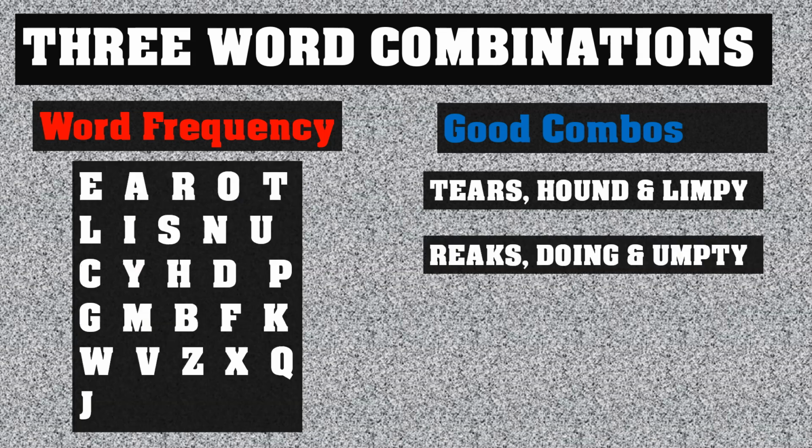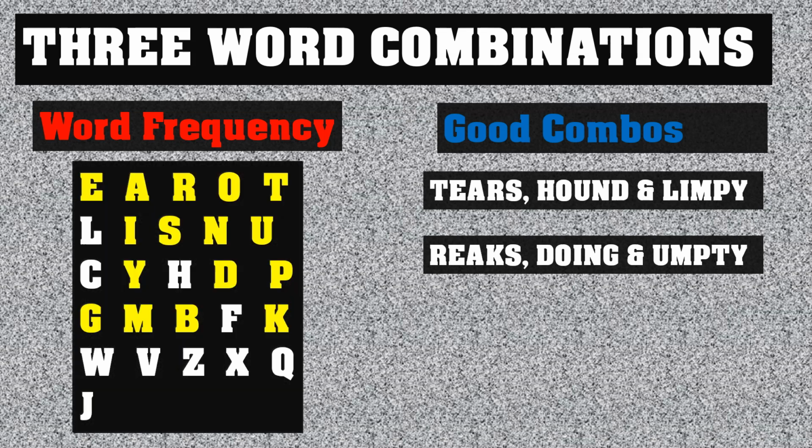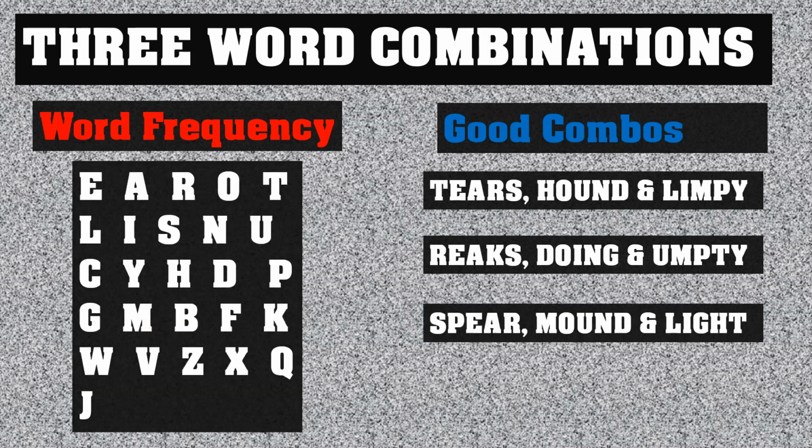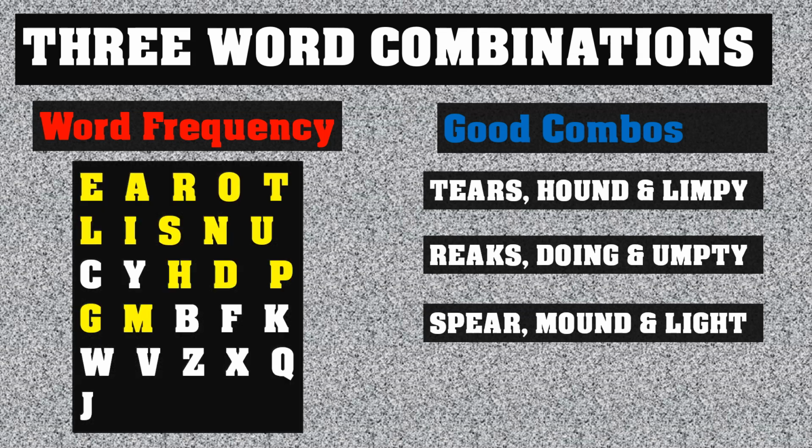Let's go to our next one: breaks, doing, and umpty, which is kind of a funny word, but it helps us get a bunch of letters that are, again, really close to the top. We're avoiding those bottom 2 rows there, or bottom 1 in a bit, and still getting really good coverage of letters. If we go to our third example, spear, mound, and light, you're getting, again, a really heavy concentration in those top 3 rows.